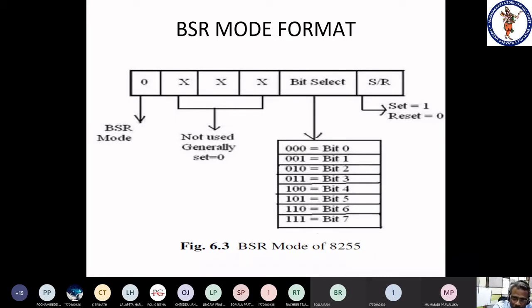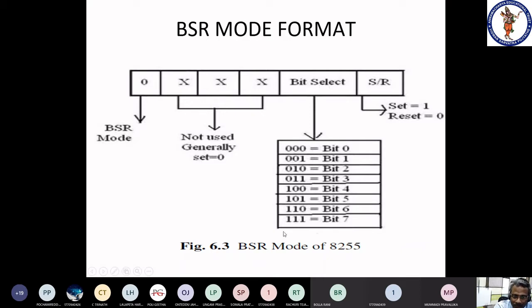If these 3 bits are 000, that means we are selecting PC0. That PC0, you can either set or reset. If this bit is 1, PC0 is set. If this bit is 0, PC0 is reset. PC0 is set or reset according to this.